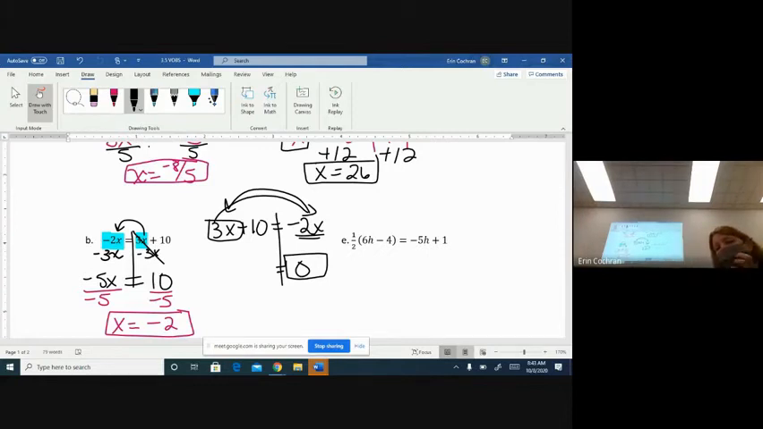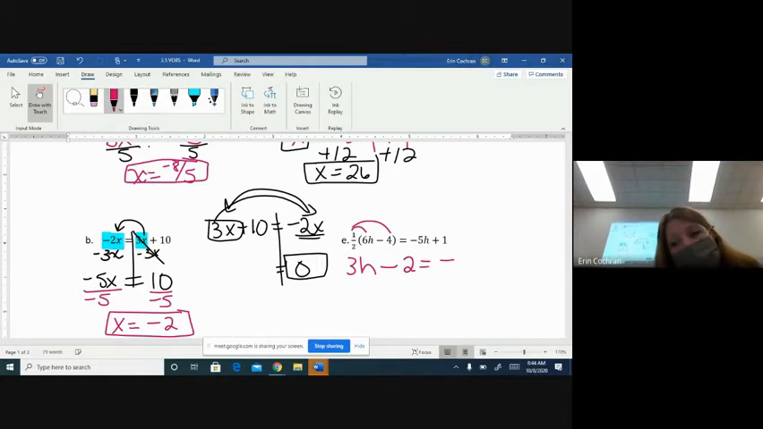Okay? All right, what about E? What are we going to start with in E? The distributive property, yeah. Now, because it's 1 over 2, that means we could just divide by 2, right? Because 1 times 6, and then you're over 2, it's just division, right? So what's a half of 6? 3h. What's a half of 4? 2, so minus 2 equals negative 5h plus 1.